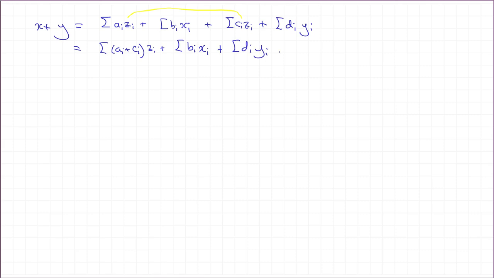Okay, we have written any element of capital X plus capital Y as a linear combination of the z's, the x's, and the y's. So the sequence z1, x1, y1, spans x plus y.